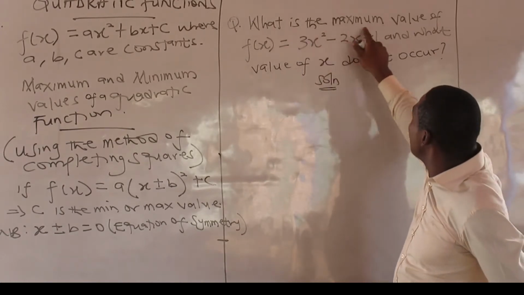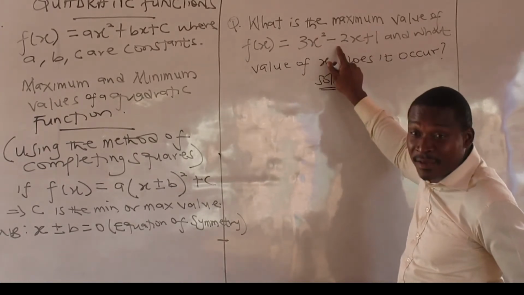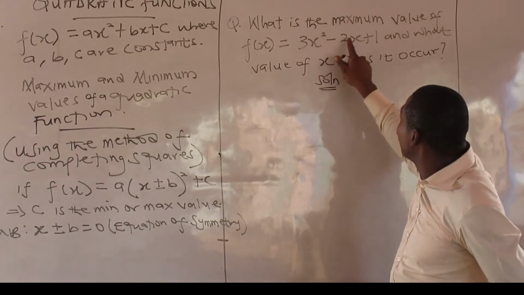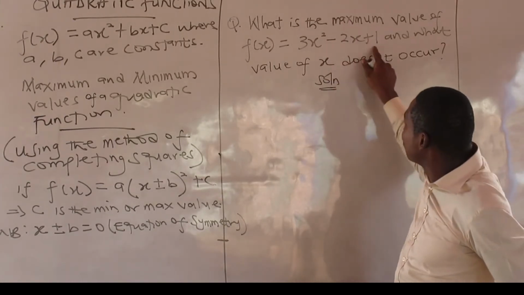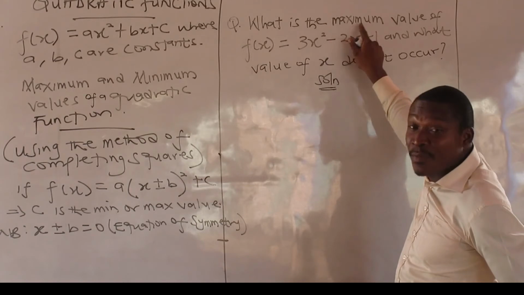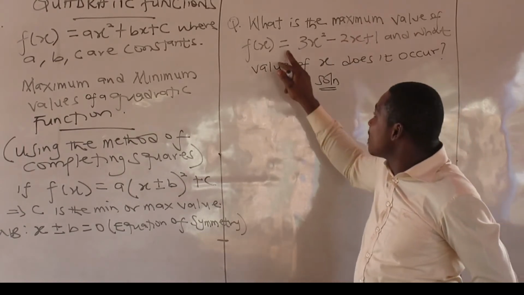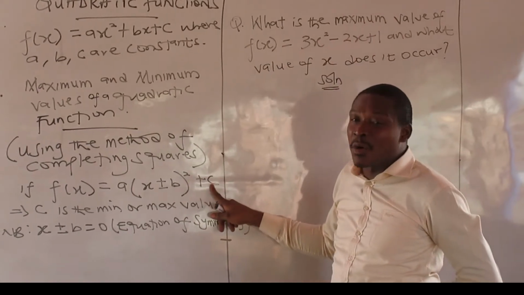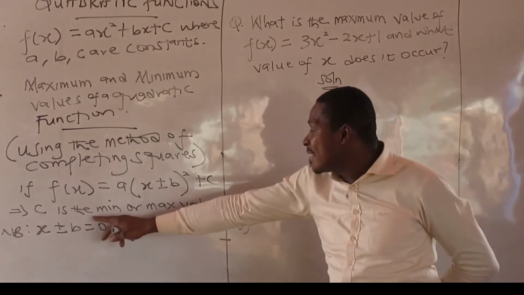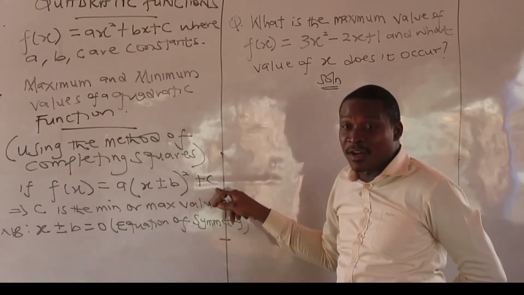So what is the minimum value of this? It means it is a minimum curve. What is the maximum value of this? This is a maximum curve. They will never ask you to find a maximum if it is a minimum curve. If it is a minimum, they will ask you to find the minimum, not the maximum. That's why they say c can be the minimum or the maximum value here.